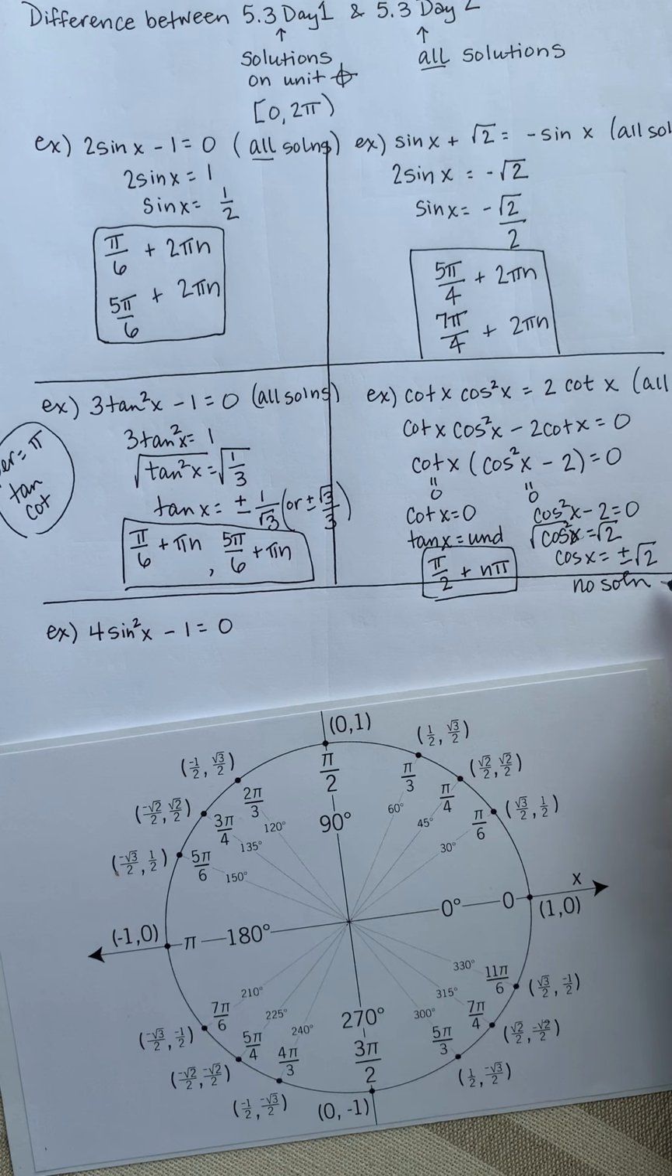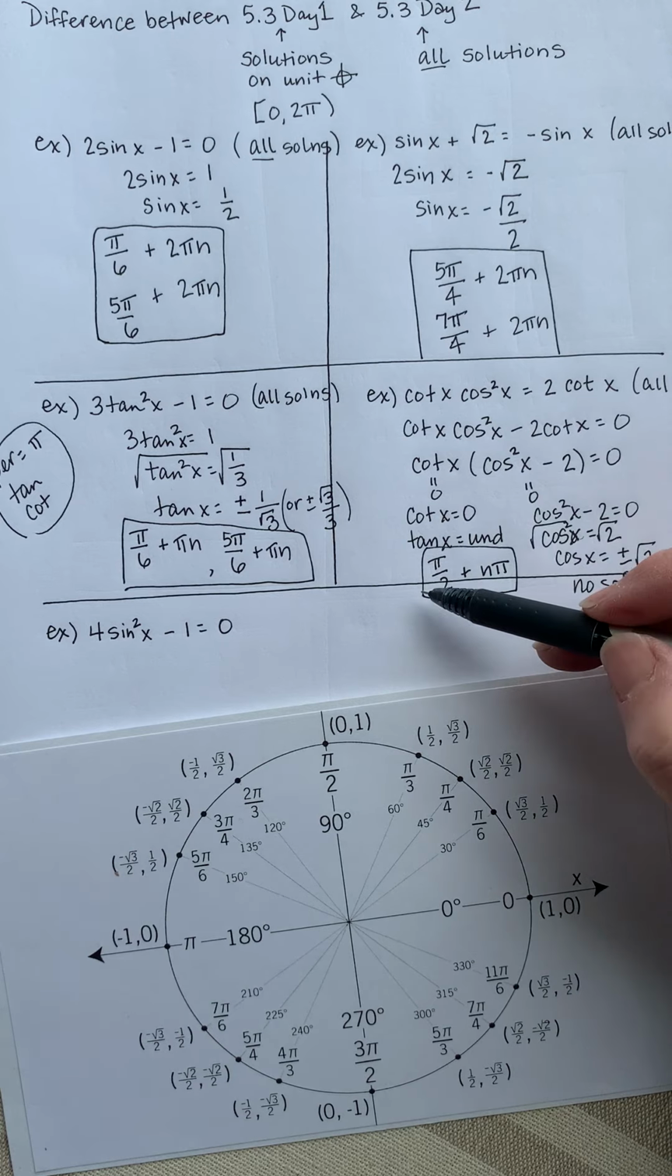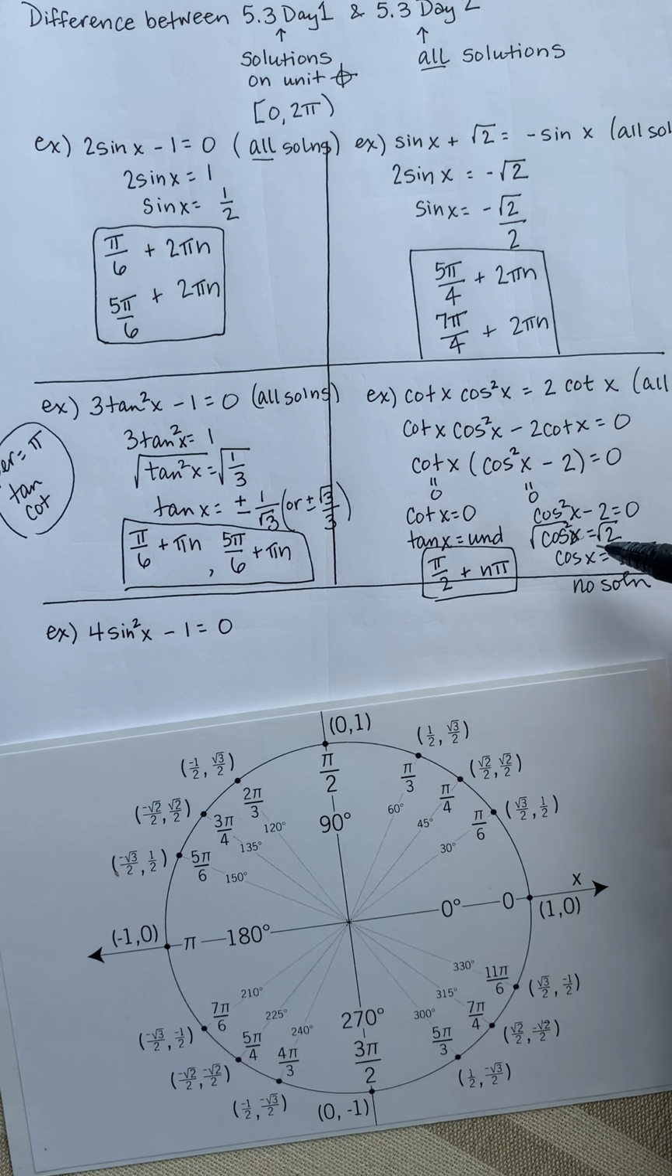Often these both have answers, okay? But sometimes one of them will be a no solution. Very unusual if you would get both of them to be a no solution, okay? But if you did, then the overall answer would just be a no solution.